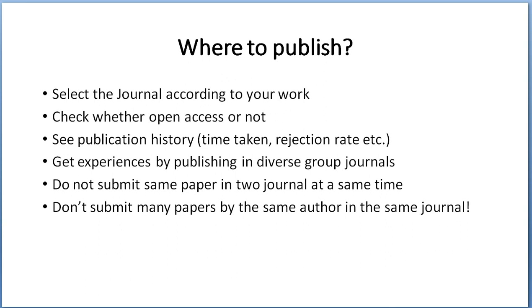Then check whether a journal is open access or not. What is the difference? If a journal is open access, then you have to pay for your publication, and your publication is available freely on the internet. Anyone can download your publication. What is the main purpose? You get more citations. If you don't want to pay, then go for a non-open access journal. Before selecting the journal, see its publication history: how much time it takes to publish, and what the acceptance and rejection rate of that journal is.